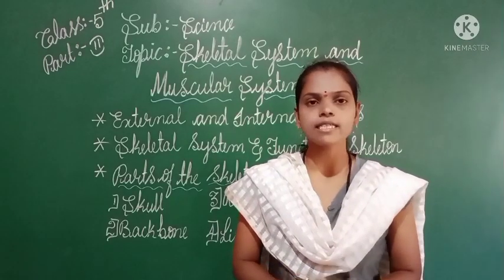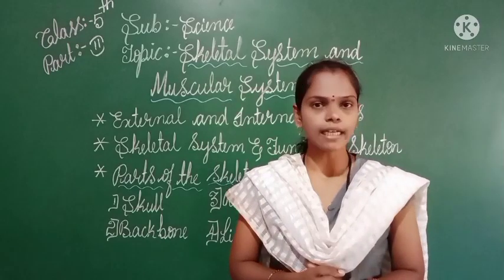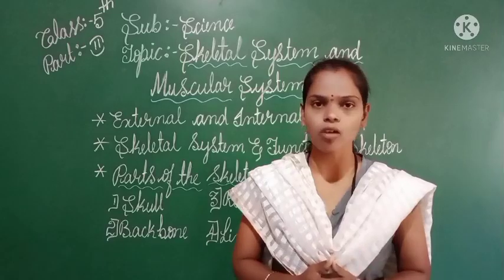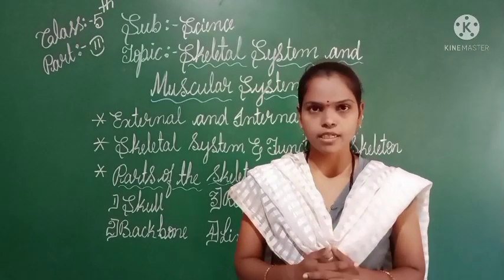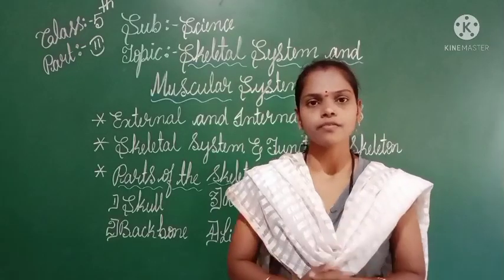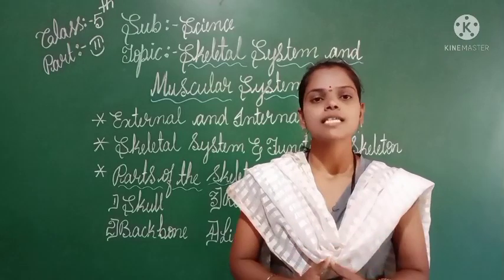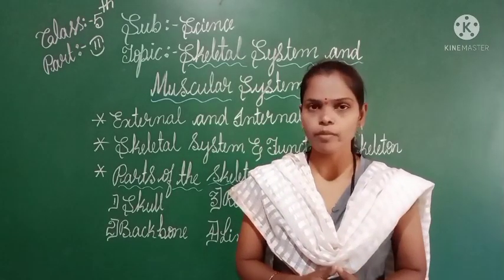The skeletal system also protects the internal organs. For example, the heart and lungs are very delicate organs, so they are protected by the rib cage. The rib cage is one of the parts of the skeletal system. Inside the skeletal system there are bone and bone marrow.